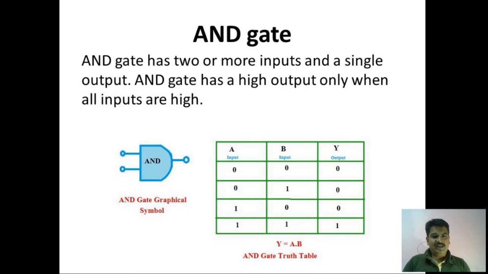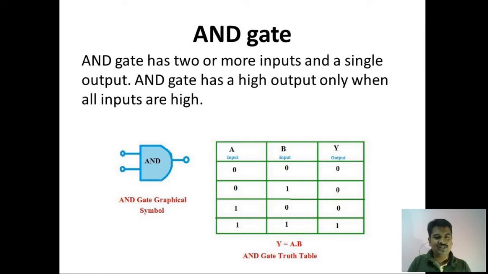Before going to the AND gate, you should know the meaning of logic gates. A logic gate is an electronic circuit which performs logical operations, which takes logical decisions. Any logic gate has 2 or 3 inputs and a single output, except one gate, that is the NOT gate. The NOT gate has only one input and one output; all other logic gates have 2 or more inputs and only one output.